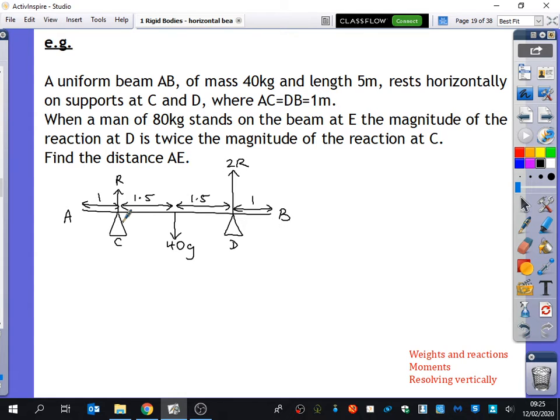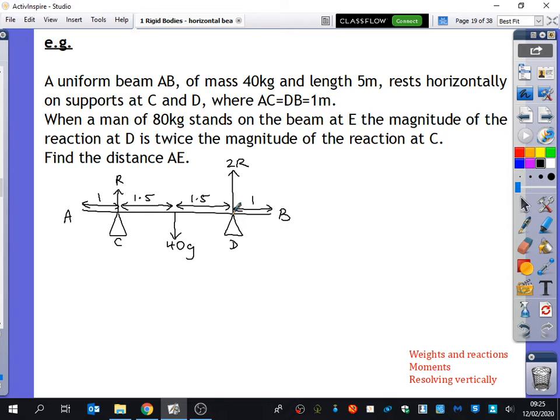If he was standing on C, it would actually make the reaction at C quite big because the weight is acting very close to the pivot point. He's going to be standing somewhere closer to the side that is D, right? If you imagine, I need to get my meter ruler again.